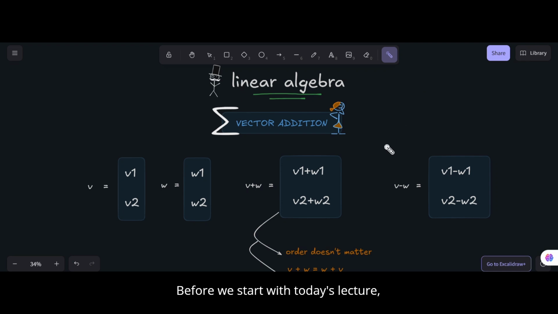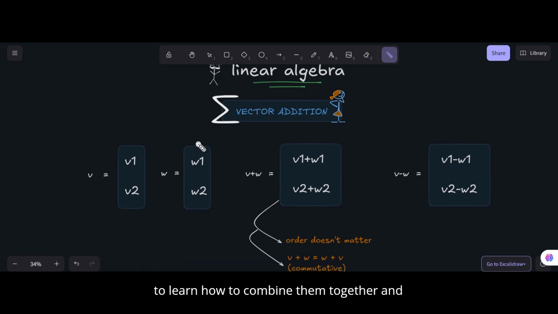Before we start with today's lecture, there are 2 to 3 key concepts that I meant to cover in the previous lecture. First one is the vector addition. Now, last time we learned what is a vector. It is basically a unit that has a magnitude and a direction. It is like an arrow in the space. So today we are going to learn how to combine them together and do vector addition.